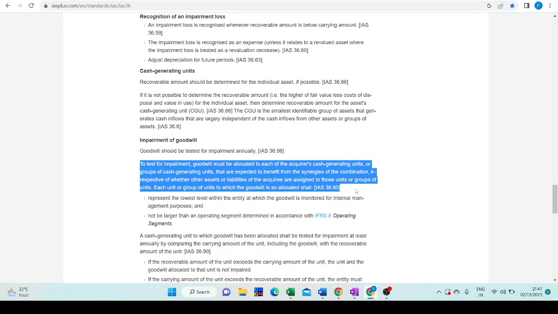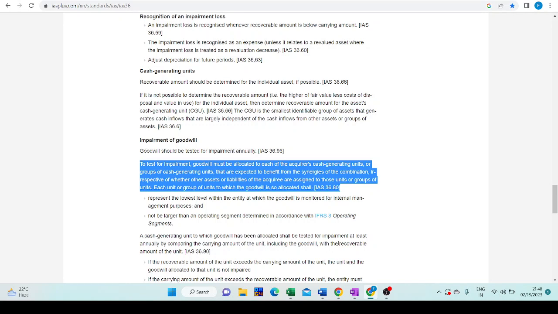मतलब कुछ समझ में आ रहा है? Right, कुछ भी समझ में आ रहा है इसमें? हाँ, so पढ़ो ध्यान से, 1 मिनट लगा के ध्यान से पढ़ो, कुछ समझ में आ रहा है मेरे को बताओ. Goodwill must be allocated to each acquirer's. Okay.